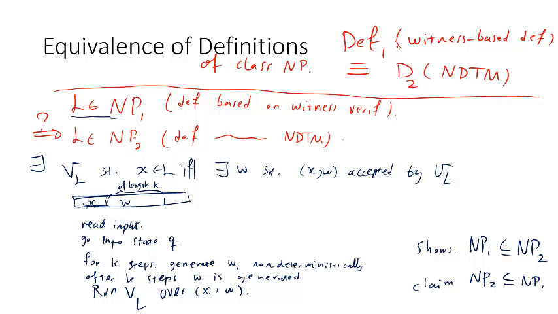I won't write that part. Can you just tell me? If there exists a non-deterministic Turing machine for some language L, can you tell me what is a witness verification process for it? Is the question clear to everybody? I have a language that falls into NP under the second definition, which means that there exists a non-deterministic Turing machine that accepts or generates this language according to the definition of non-deterministic Turing machine. And we want to define a verification process that basically gives us the very same language.